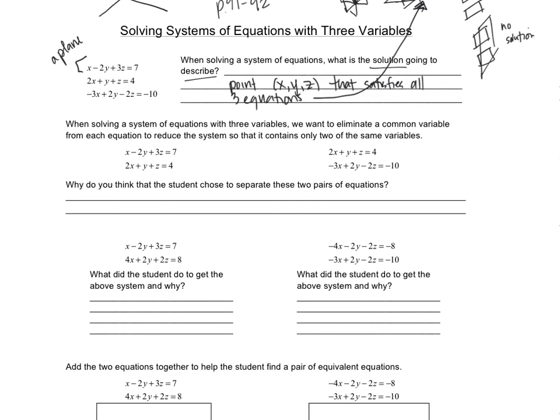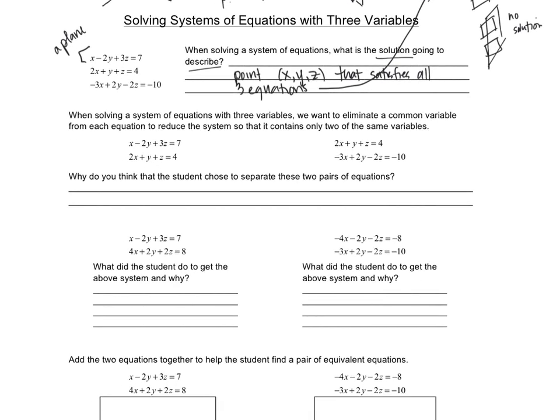Now, when solving a system of equations with three variables, you want to try and eliminate a common variable from each equation. So I'm going to number these equations off: 1, 2, 3, so that way we can still see where they are as we split them apart. The student took equations 1 and 2 together, and then 2 and 3. Why do you think the student chose to separate these two pairs? Well, I think they wanted to use all of them up. And since there's an odd number, you have to use one of them twice. That's why I see 2 repeated.